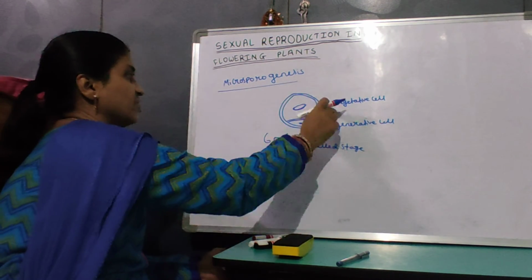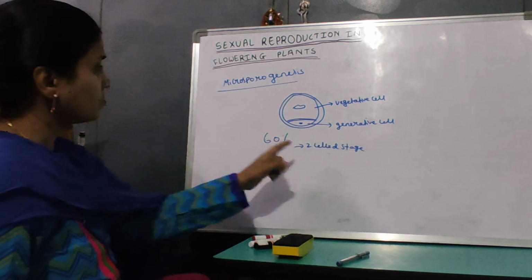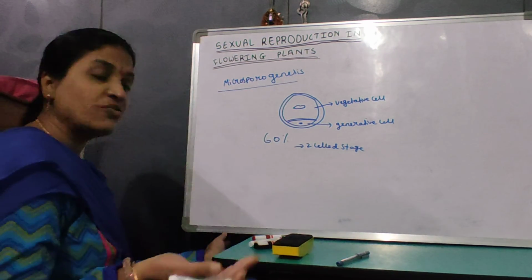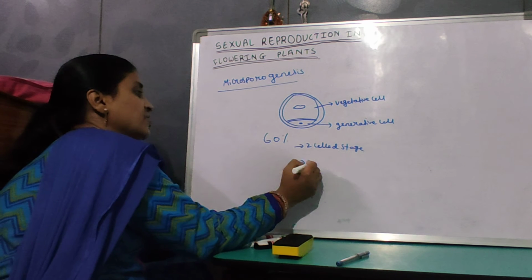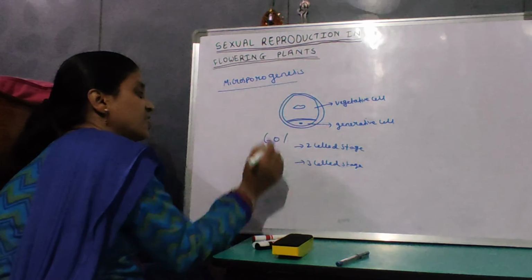Where the pollen grains have a vegetative cell and a generative cell, that is in 60% of the angiosperms. In the rest of the angiosperms, what happens? At the 3-cell stage, the pollen grains are released. Here, the generative cell is there.